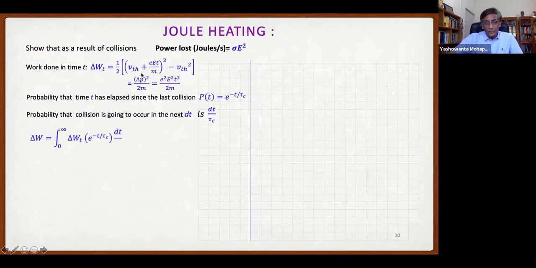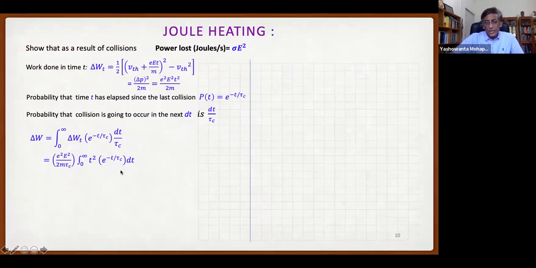I have calculated it for each collision. So delta W, I take the probability of not having collided and going to collide, and this time could vary from 0 to infinity. Then it's a simple integration. The E squared t squared by 2m tau c, I take out this tau c, and inside I get t squared here and e to the power minus t by tau c and dt.